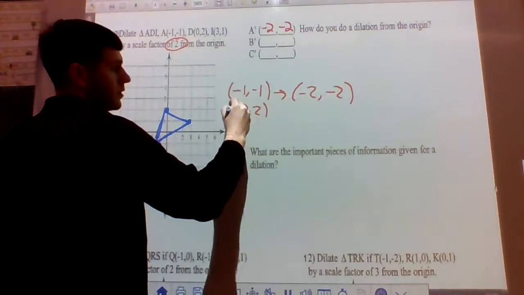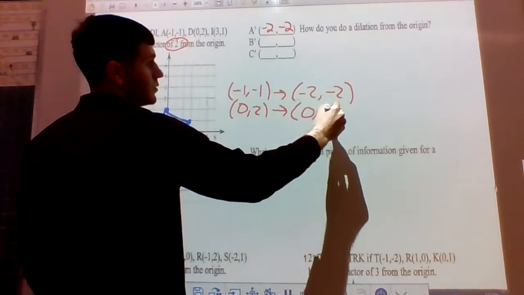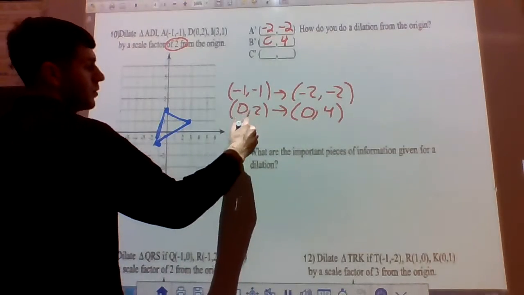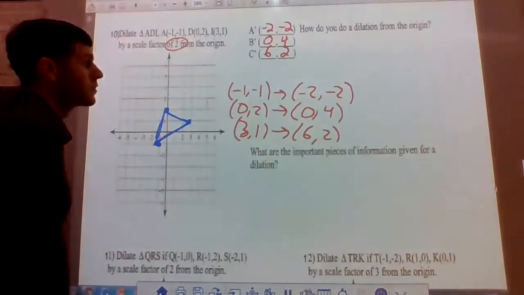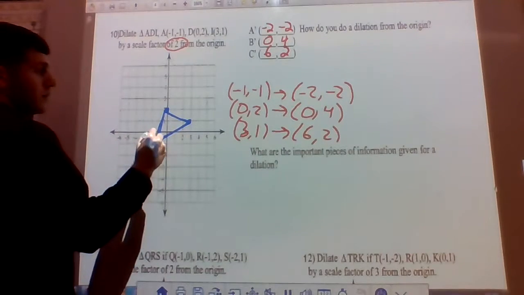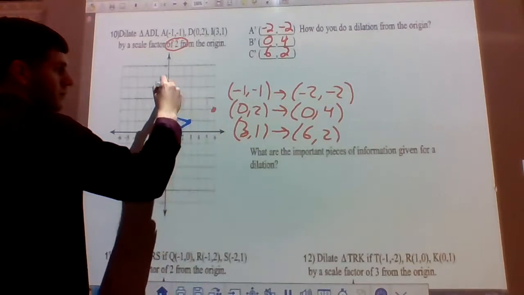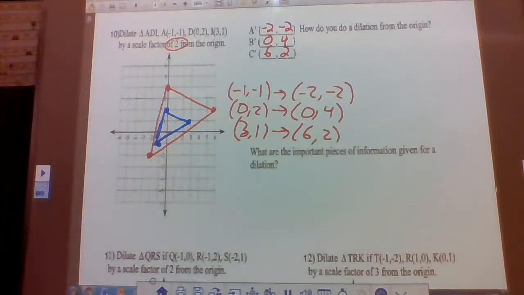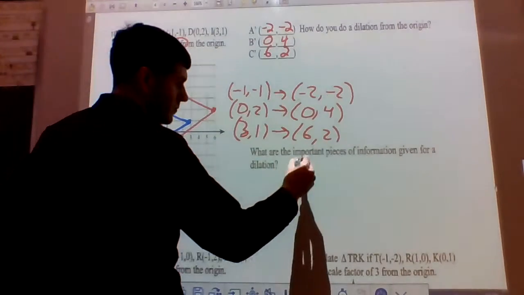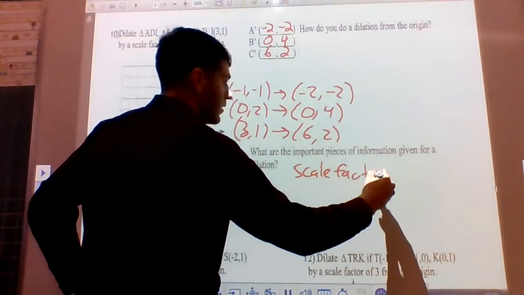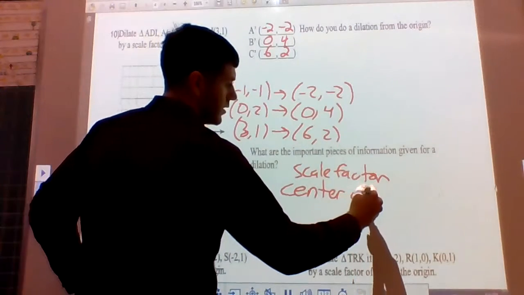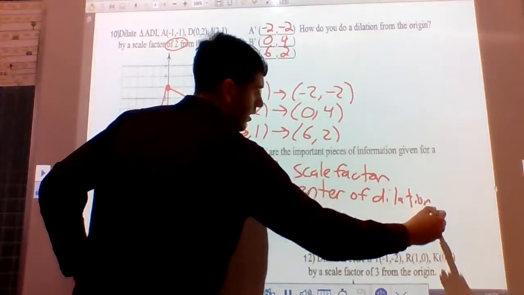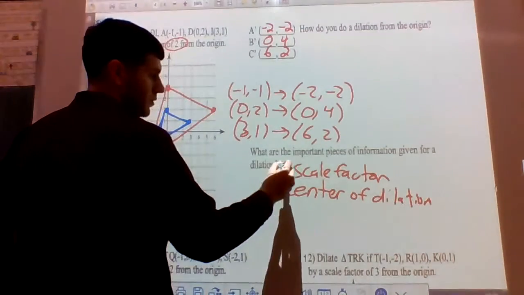0, 2 goes to 0 times 2 is 0, 2 times 2 is 4. And then 3, 1, you multiply by 2, that becomes 6 and 2. So negative 2, negative 2, 0, 4, and 6, 2. All the points on that triangle are now twice as far away as they are from the original triangle. What are the important pieces of information given for a dilation? We need to know the scale factor. We need to know the center of dilation, which is almost always the origin for our purposes. And then we need to know the original figure.